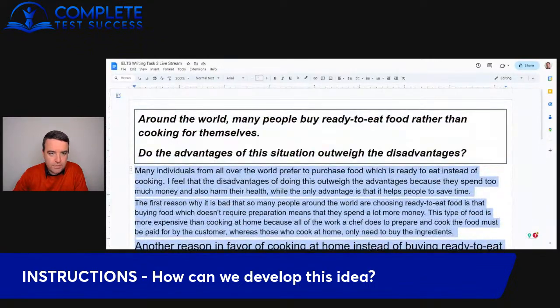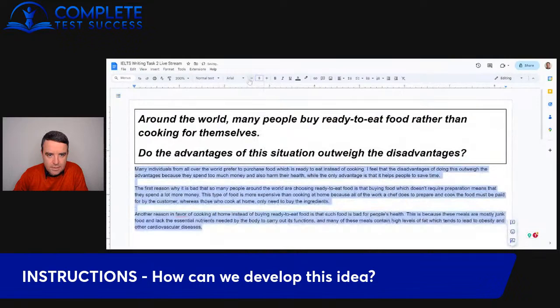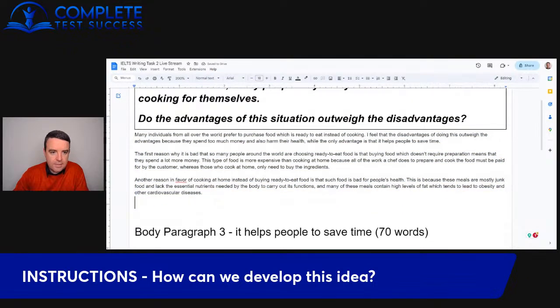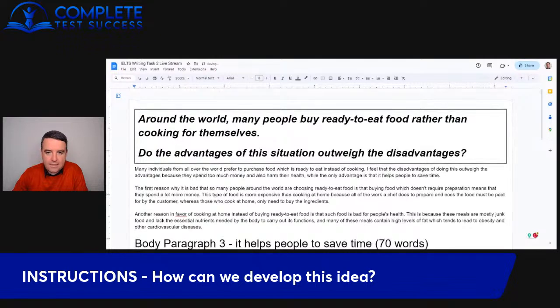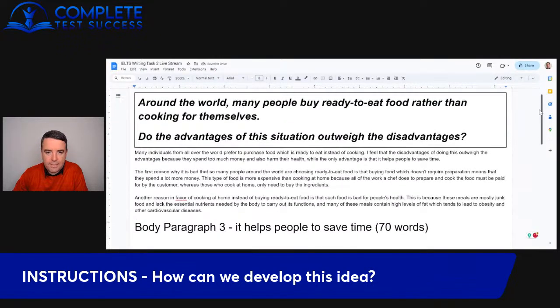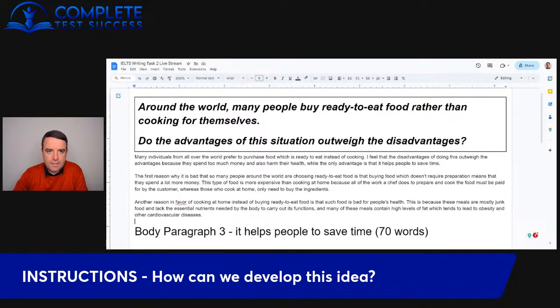So that then, of course, brings us to the final idea. Now, let me just get these all down nice and small so we can focus on this next idea here. The last idea is going to be, it helps people to save time. So again, that's my next task for you. How are we going to develop this idea?